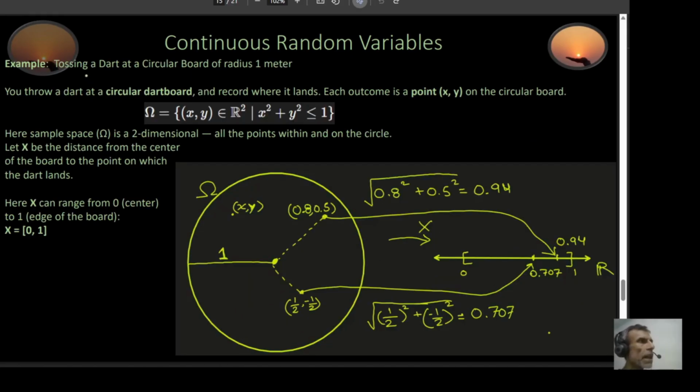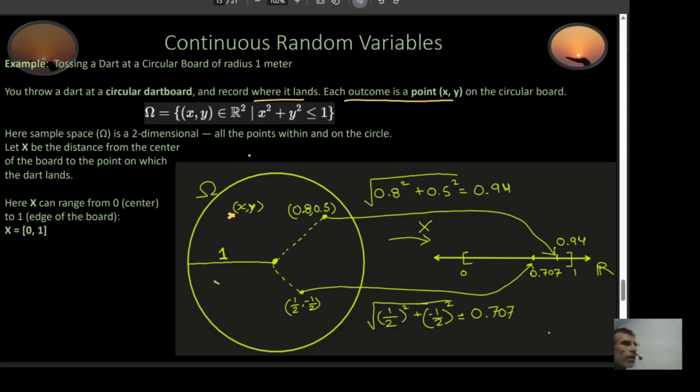Suppose you're playing a game of tossing a dart at a circular board of radius 1 meter. This one right here is your circular board of radius 1 meter. Each place where your dart lands, you record where exactly it lands. In this case, each outcome is a point on this board. This is an outcome right here, where my dart lands over here. This is another outcome, where my dart lands over here. Or maybe it lands over here. So these are my outcomes.